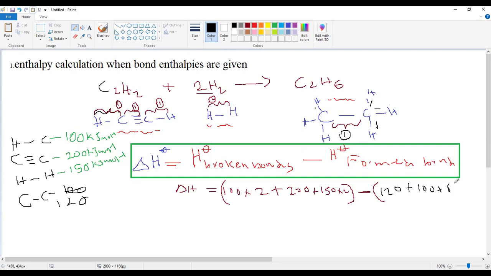Now the rest is calculation, doing it properly. 200, 200, 400, 300, 700. 700 minus 600 plus 120, it is 720. So 700 minus 720 is minus 20. So the enthalpy change of this reaction is minus 20 kilojoule per mole. So this minus sign is indicating that this reaction is exothermic. So understood how to use this bond enthalpy?